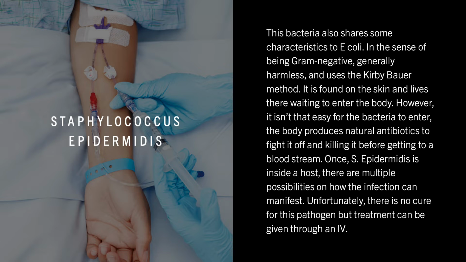As we move on to our next microbe, S. epi, this bacteria also shares some characteristics with E. coli, in the sense of being gram-negative, generally harmless, and using the Kirby-Bauer method as well. It is found on the skin and lives there waiting to enter the body. However, it isn't that easy for the bacteria to enter. The body produces natural antibiotics to fight it off, killing it before it gets to the bloodstream.